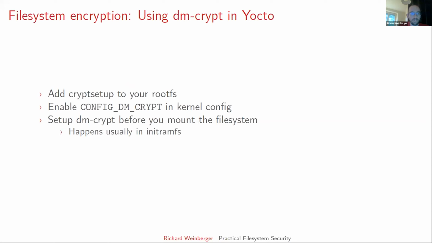Again, how to use it in Yocto: you add the cryptsetup tool, you enable dm-crypt, and before you mount the file system on top of dm-crypt, you have to configure it. Usually this is done in the initial RAMFS because you apply it to the whole file system, and when you use it in your rootfs, you have to do it in the init RAMFS.